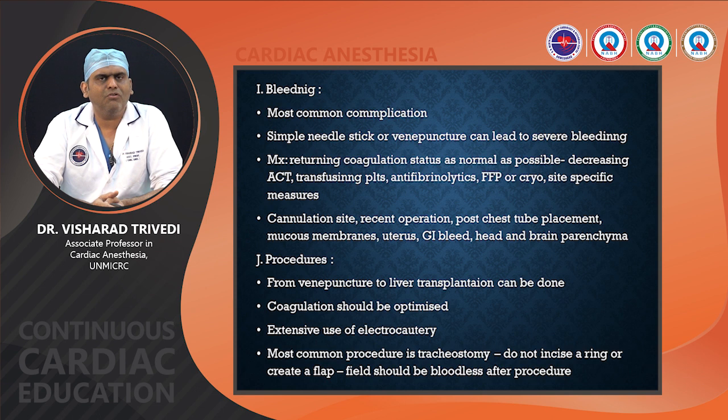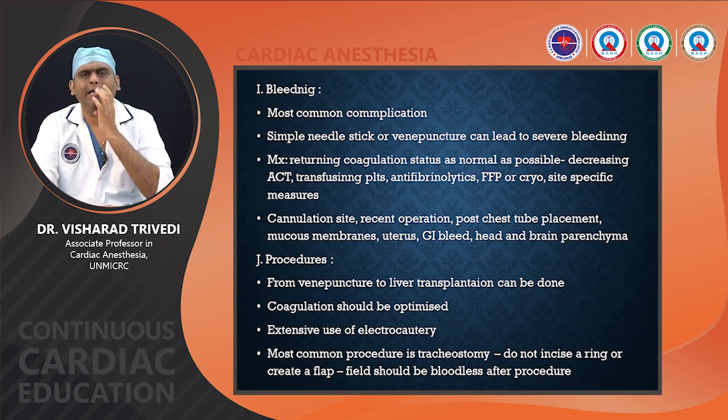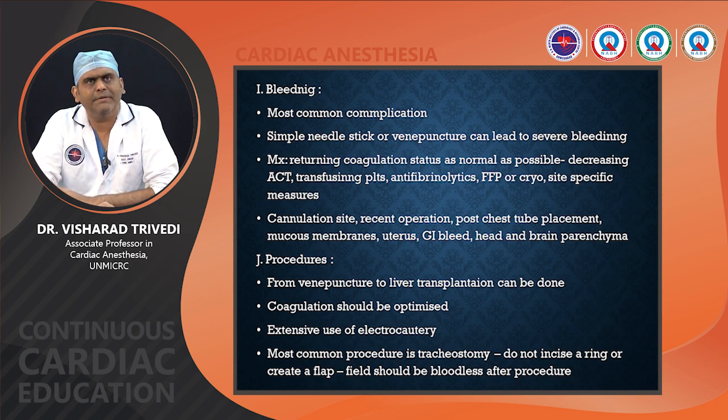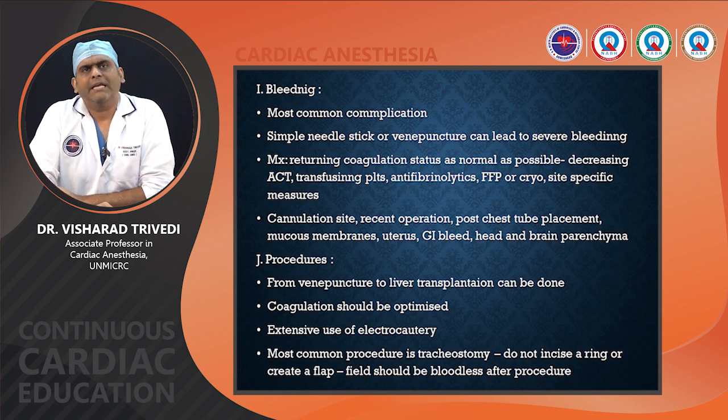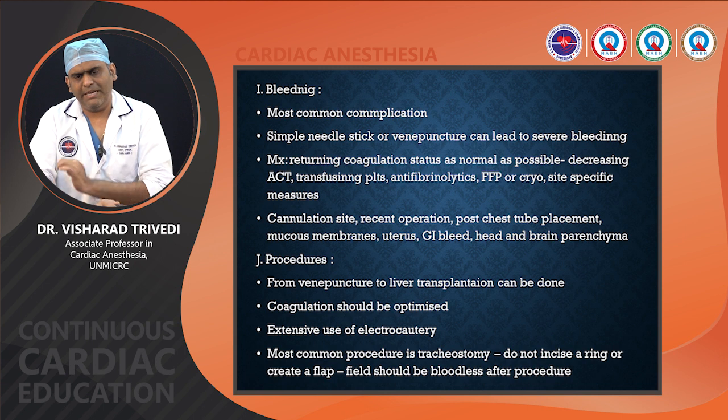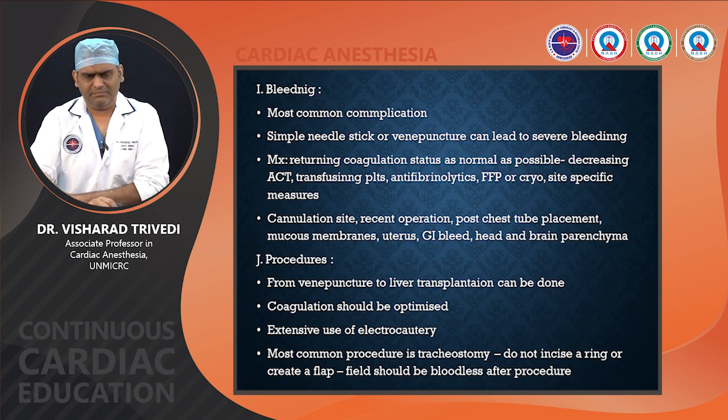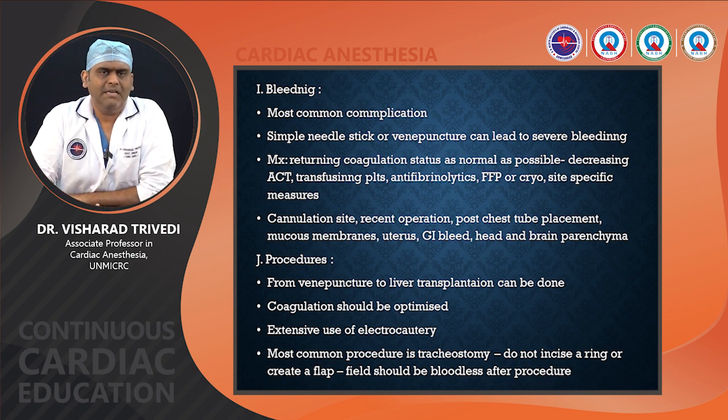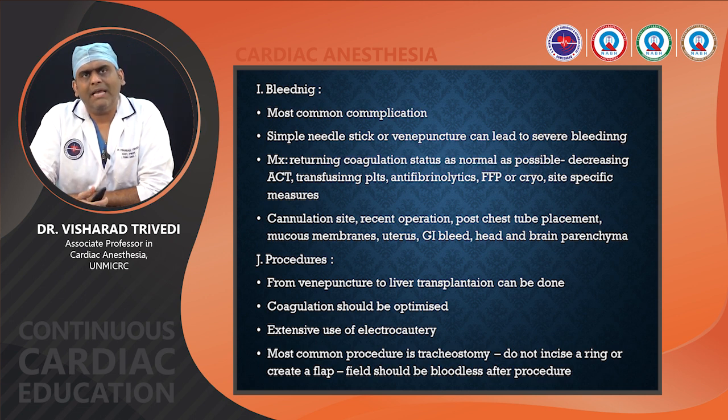Bleeding is the most dreadful complication on Veno Venous ECMO, because we are trying to maintain the anticoagulation in a little bit higher range. ACT should be kept at 180 to 200. So bleeding is a very common complication. Bleeding can be through any and every mucous membrane. It can be from the chest tube placement, from the uterus, GI bleed, from the head and brain, intracerebral hemorrhage can be there because of a low platelet count. Any and every possible site can bleed on Veno Venous ECMO.